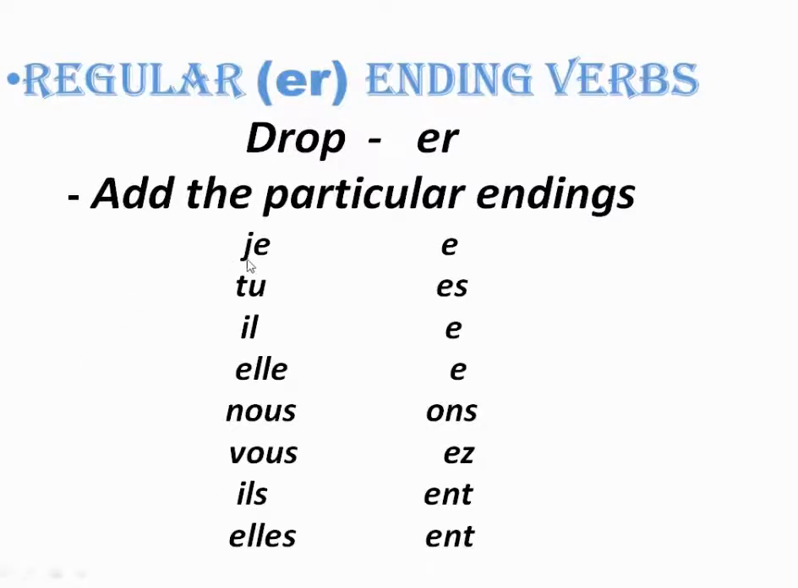With je, we'll add e. With tu, we add es. With il, we add e. With elle, we'll add e. With nous, we'll add ons. With vous, we add ez. With ils, we add ent. And with elles, we add ent.